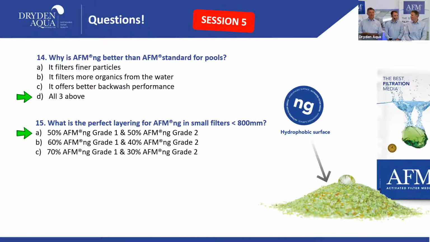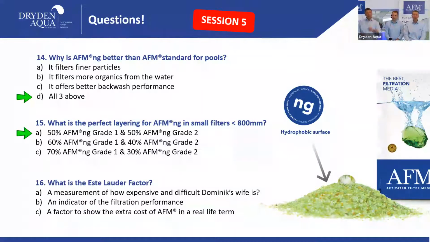Do we have one more question here? Okay, a little bit more funny, that's yours. What is the Estée Lauder factor? It's a measurement of how expensive and difficult Dominic's wife is. I think that's my favorite. An indicator of filtration performance, a factor to show the extra cost of AFM in real life terms. So it's C or A.